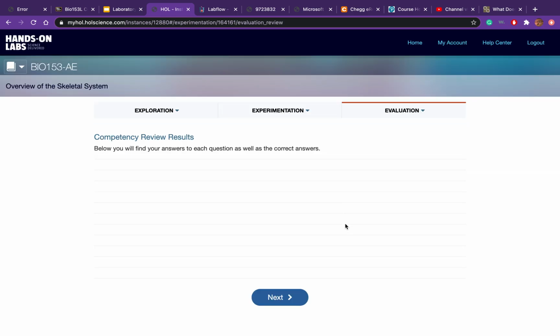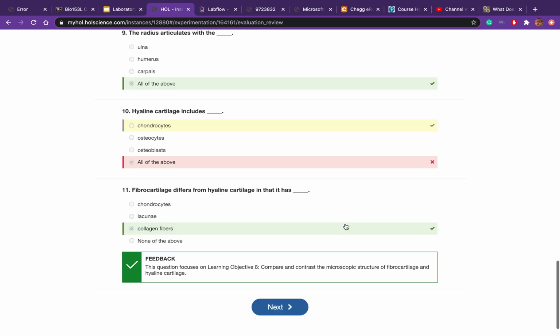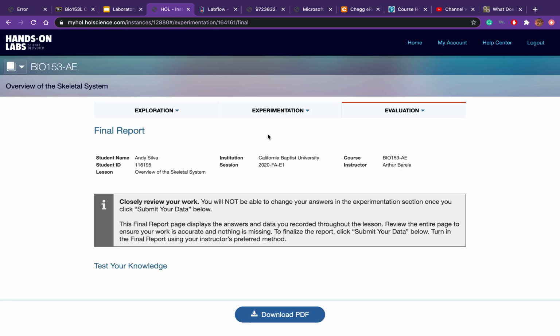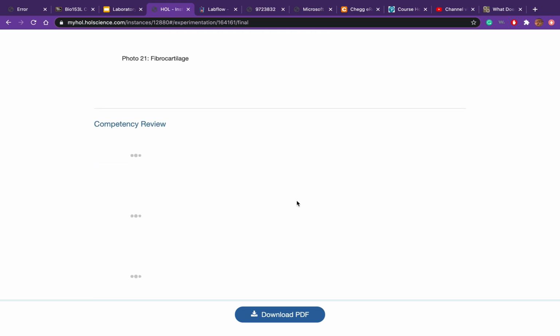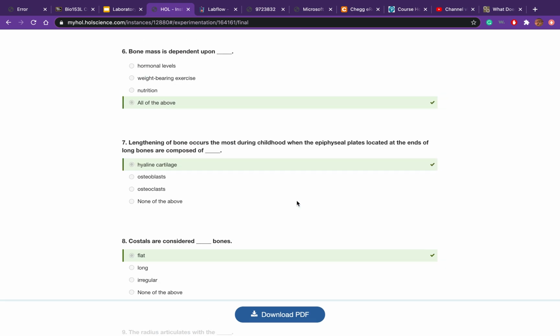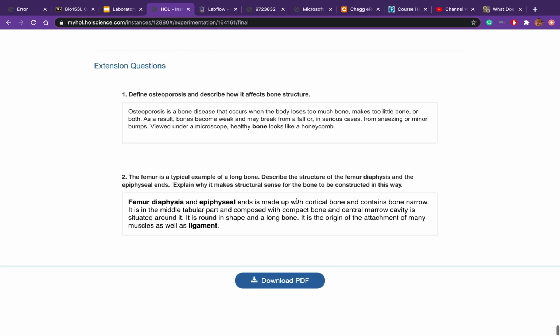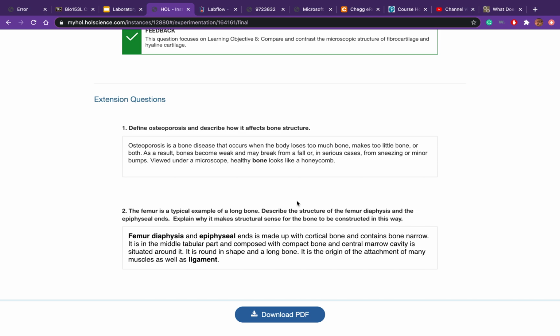So at the end, you have to give an overview of the skeletal system, which they ask you more questions about. The extension questions ask you mostly about osteoporosis, bone disease, and how it affects bone structure. Femur, a typical example of a long bone, and such and such.